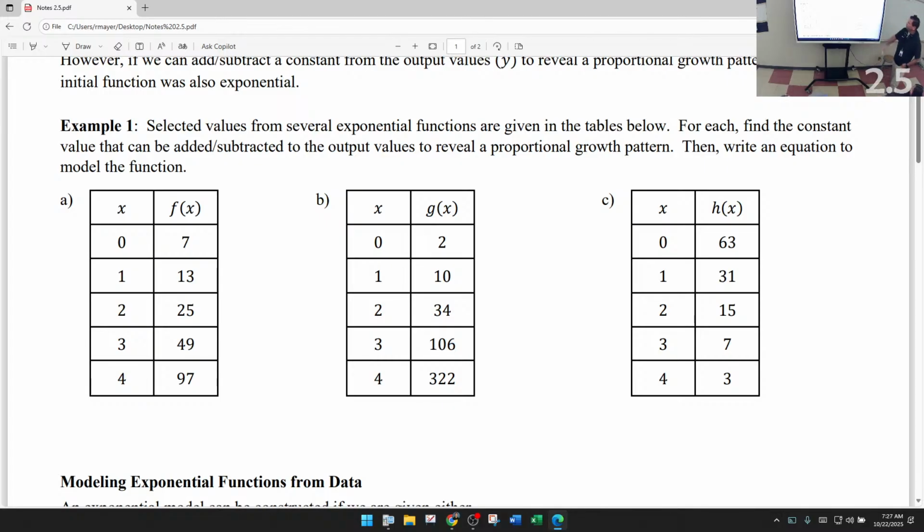But here's what they want you to do on this one. For each, find the constant value. So a constant value, you know what a constant is. A constant is just a number that can be added or subtracted to the output values to reveal a multiplication growth pattern, and then write the equation to model that function.